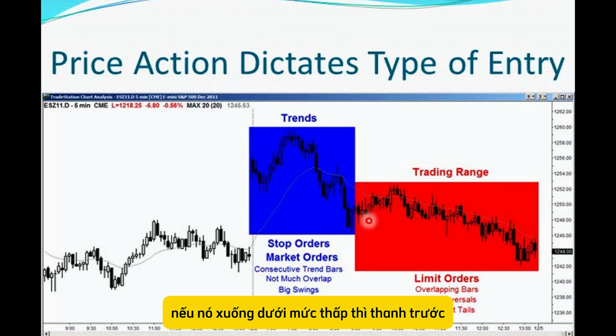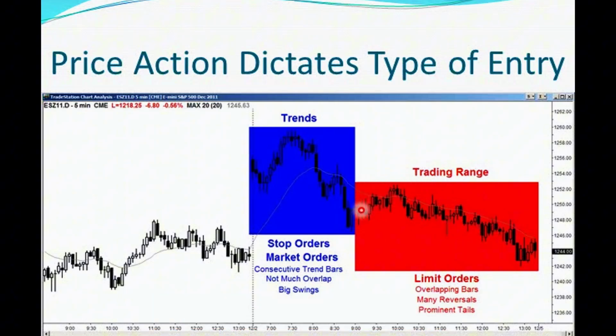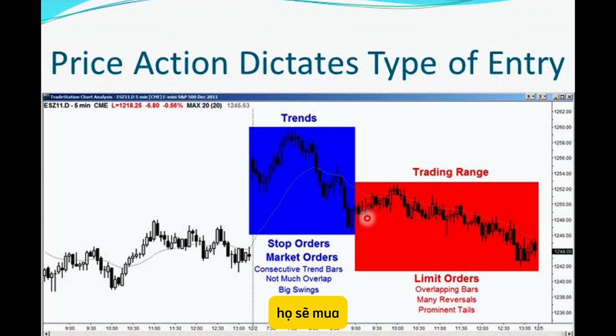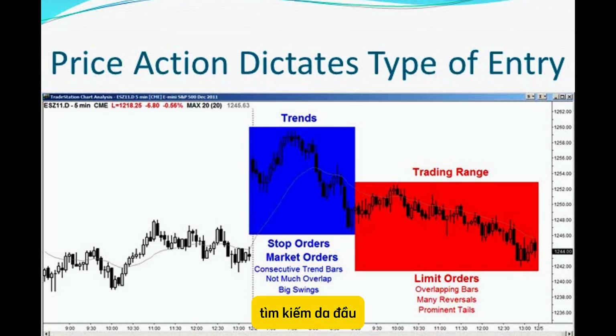If it goes below the low of the prior bar, it's probably going to go up. If it goes above the high of the prior bar, it's probably going to go down. So when you see a market that's starting to look like this, don't enter with stop orders. This is for more experienced traders, and they'll be trading with limit orders. They'll be buying with limit orders at the low of the prior bar and selling with limit orders above the high of the prior bar, looking for scalps.